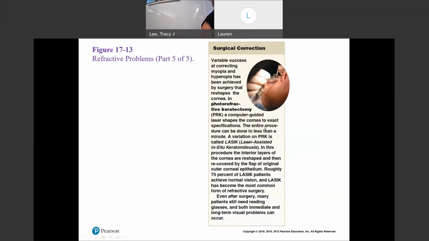Okay, and then what is PRK or laser eye surgery? Basically, they go reshape the cornea. Because if we can fix the front of the shape of the cornea, we can bend the light to where we want it to go. It'll fix your vision.